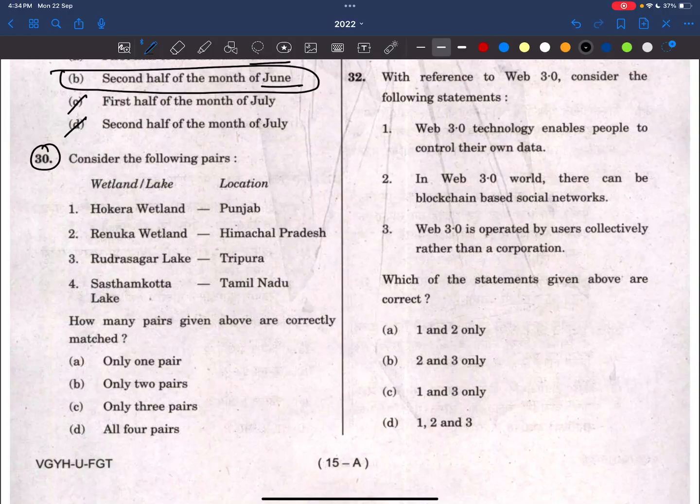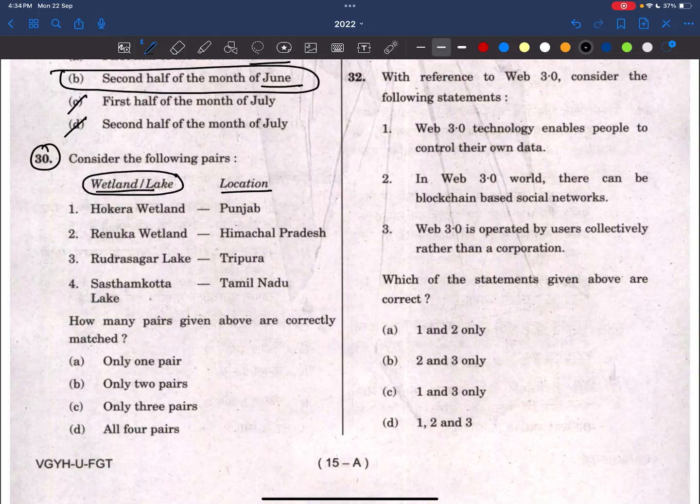Consider the following pairs: wetland or lake, and location. See, friends, lakes and wetlands are very, very important. We have to focus on these things. Let's make a list of all those things, especially the states and the lakes. Freshwater or saline lakes, even UPSC will be asking like this also. Let's make the notes and I'll share in the Telegram channel.